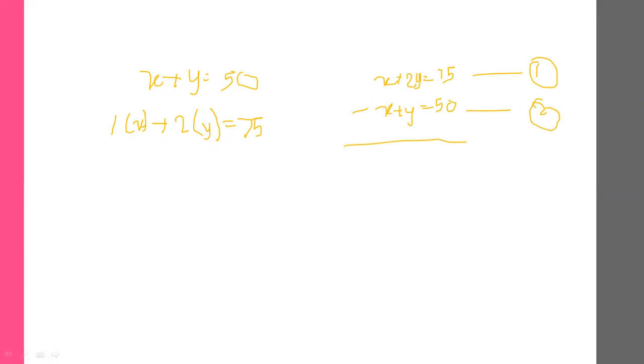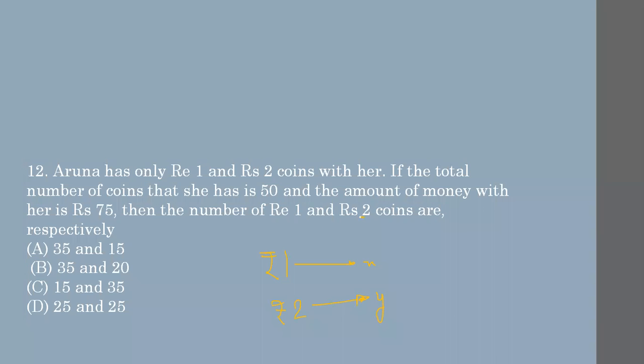So if we subtract it, x and x will get cancelled, 2y minus y will get y, and will remain 25. So the number of 2 rupees coins will be 25, and therefore the 1 rupees coins will be 50 minus 25, which is also 25. So its option will be 12D.